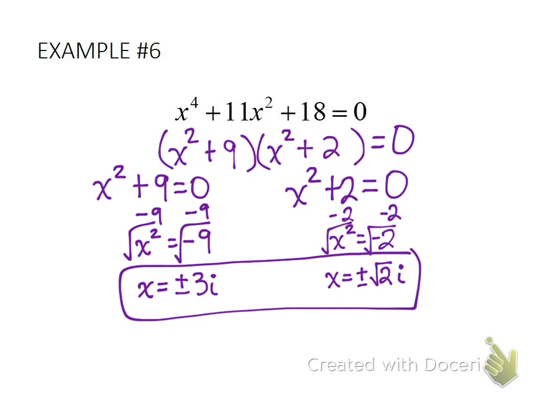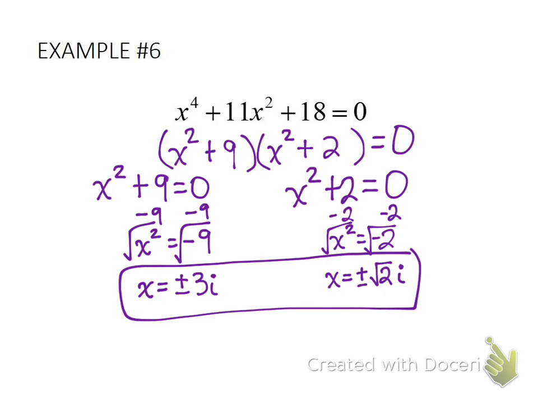This is something that we might have mentioned briefly before, but possibly not. How many answers did we get here total? 4. What was the degree of our polynomial? 4. That's not a coincidence. Unless you get what's called a double root or something, you get the same number of answers as your degree. So if your degree is 3, you should get 3 answers. If your degree is 4, you should get 4 answers. Unless there's a multiplicity of an answer, it's usually easy to see all 4 answers. Just a fun fact.